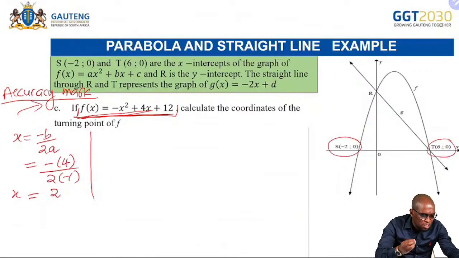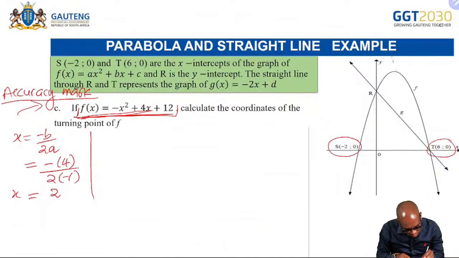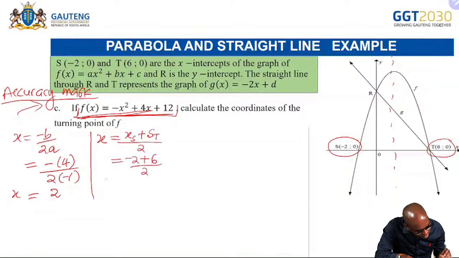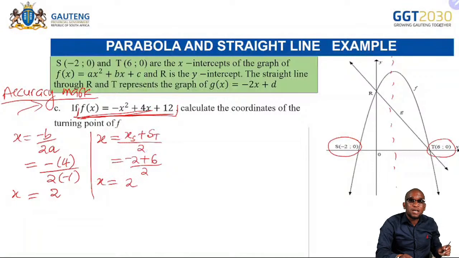Remember, you can also make use of the average at times. If you don't have the equation to find the axis of symmetry, you can use those x-intercepts, because the axis of symmetry is the midpoint between these 2 points. So you can find the axis of symmetry by adding the 2 points, x at s plus x at t, divided by 2. This would be minus 2 plus 6 divided by 2. So x would be equal to 2, like that. Remember, you can also make use of calculus there.